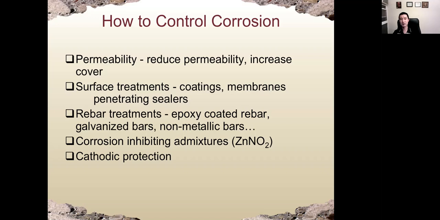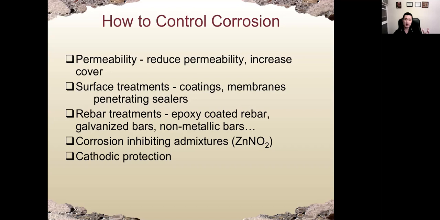We can also increase the thickness of concrete cover, which will prolong the time for chloride ions to penetrate deep to the reinforcement. We could also do surface treatment. We could use epoxy coating to seal the concrete, so we can also reduce concrete permeability. Or we could use membrane penetrating sealers, again, to reduce the permeability of concrete. We could also treat the rebar. We could use epoxy coated rebar, as a kind of protection on the rebar.